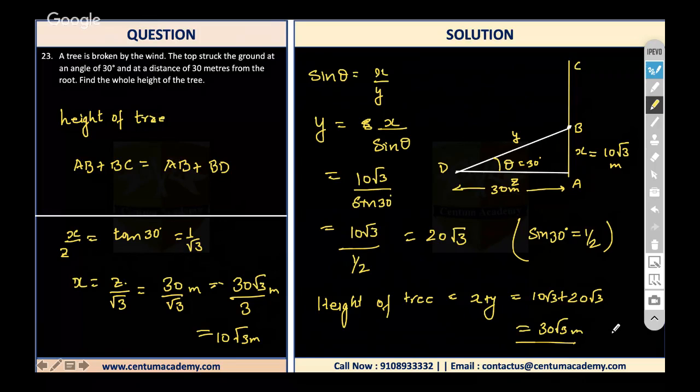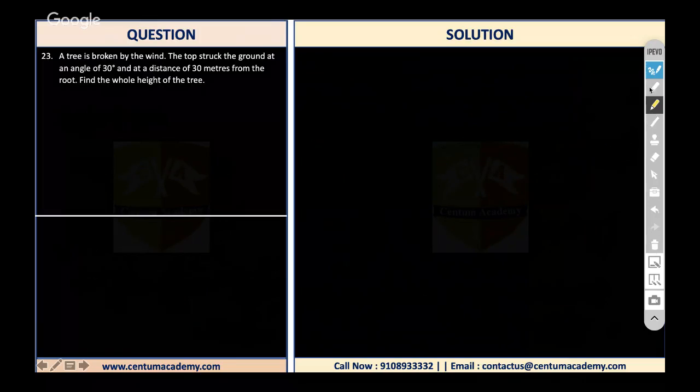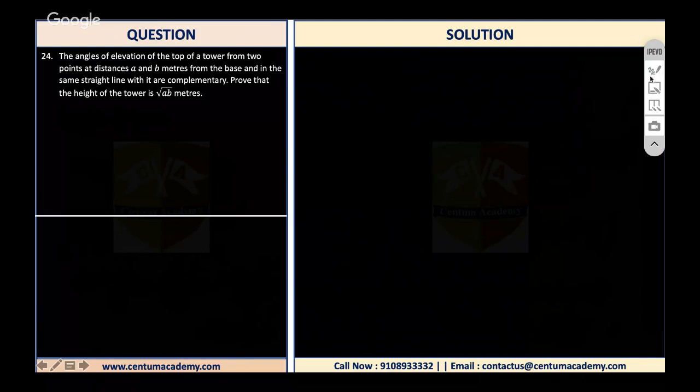This is the total height of the tree. Okay, next, let's move to the next problem. These are all questions asked in previous year board papers.